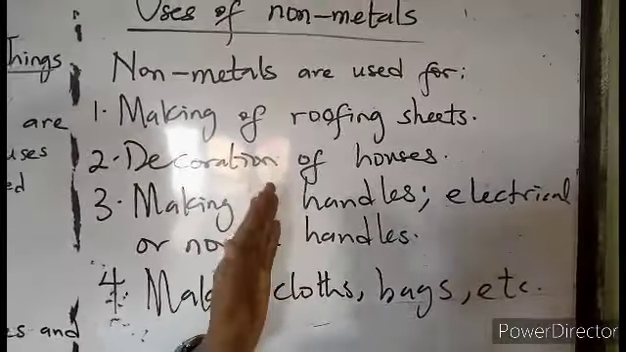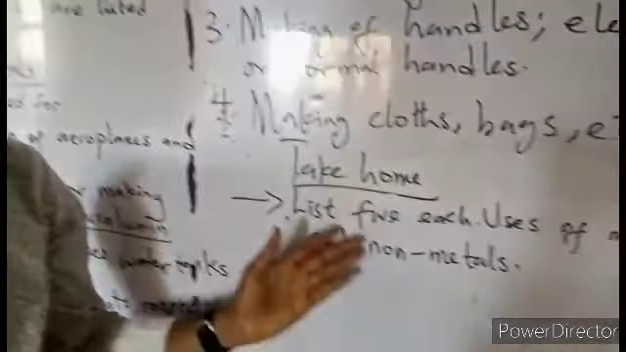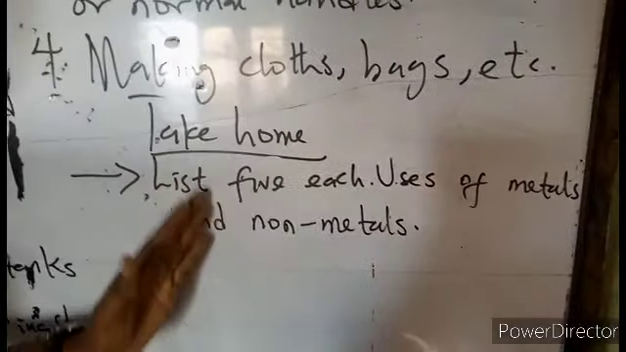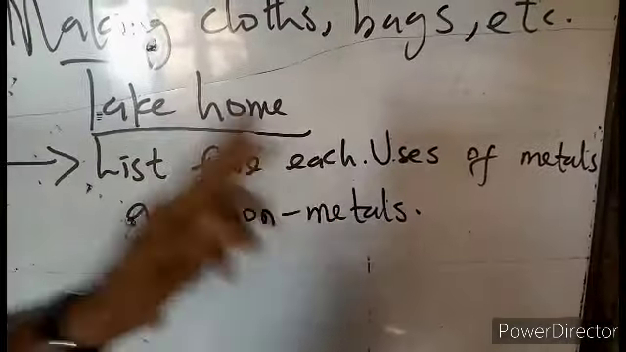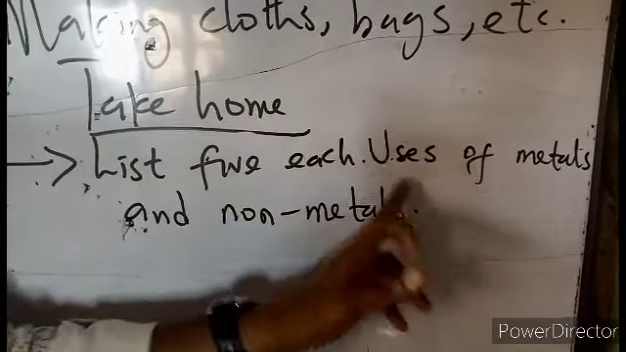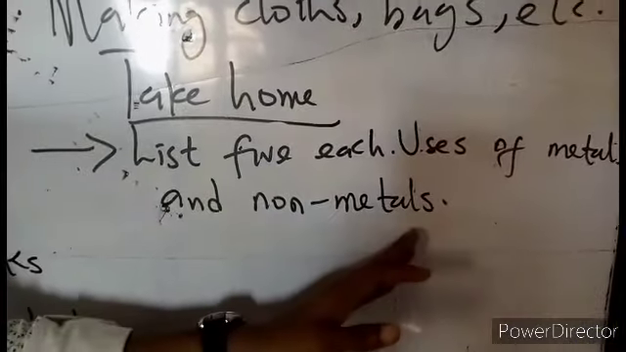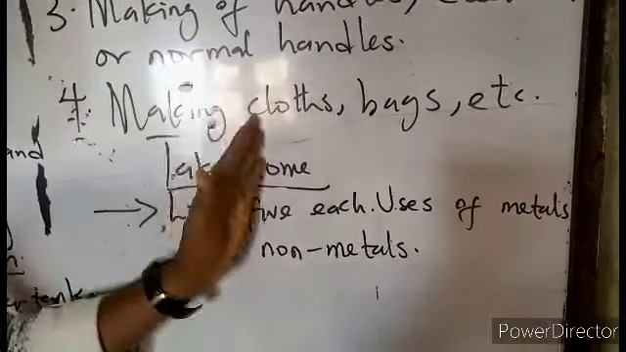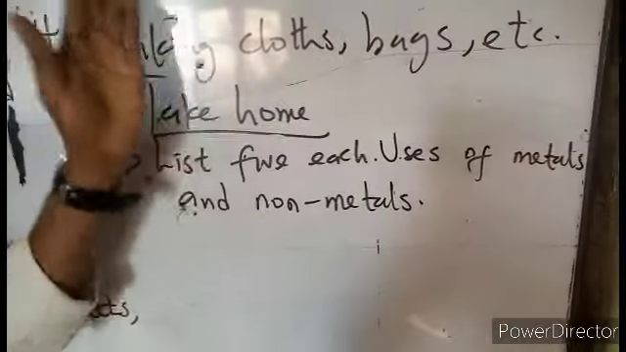Alright. Now, at this point, I will leave you with this question, just one simple question. The take-home question says, list 5 each. List 5 each. Uses of metals and non-metals. If I have given you 4 here, look for one or make one available for yourself.